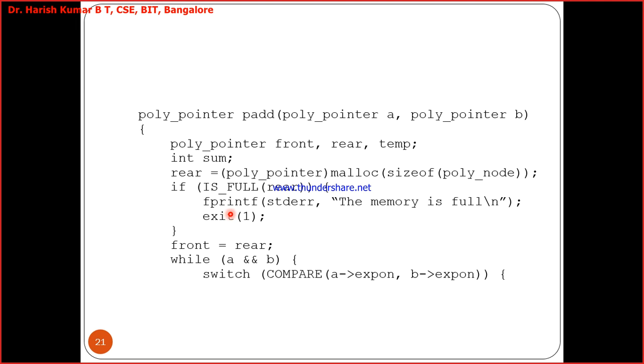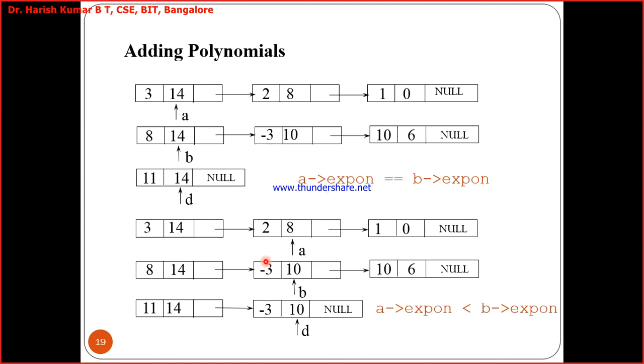You can just observe here. Polynomial p add is nothing but polynomial addition. I have two pointers, pointer a and pointer b. A is pointing to one polynomial and b is pointing to another polynomial. I'm checking whether it is full or not. Just focus here: front is equal to rear, and while a and b, this is what is important. Both should be true, so this should not be null, and this should also not be null. If any one is null, we stop the process.